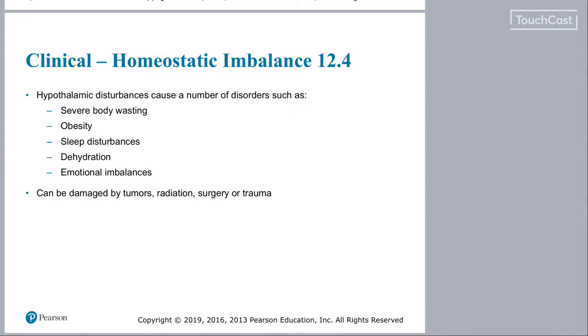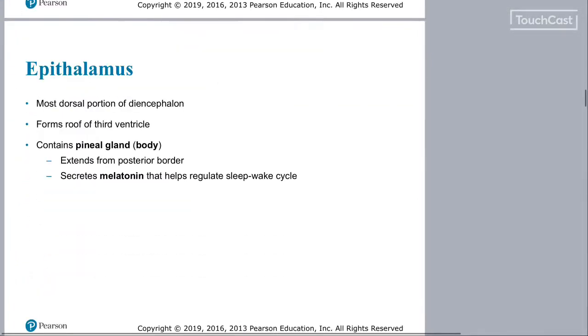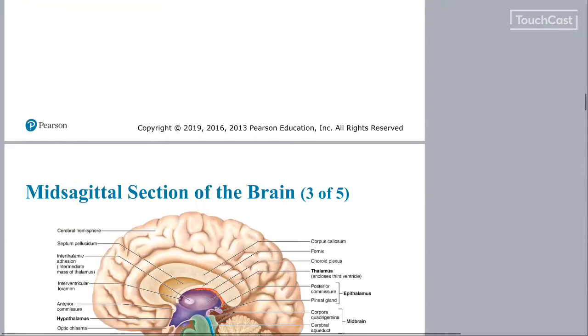This can also be damaged by tumors, radiation, surgery, or a particular type of trauma. And usually when we mean trauma, we don't mean a traumatic experience. We mean a severe car accident, damage to that part of the brain, etc. And finally, our epithalamus is going to be the most dorsal portion of the diencephalon. It's going to form the roof of the third ventricle. So it's going to contain our pineal gland or pineal body. And this is really important because it secretes melatonin, which also helps to regulate our sleep-wake cycle.